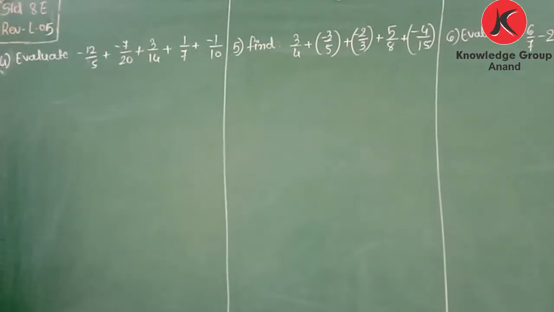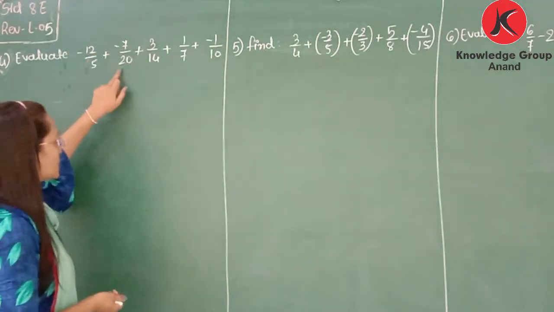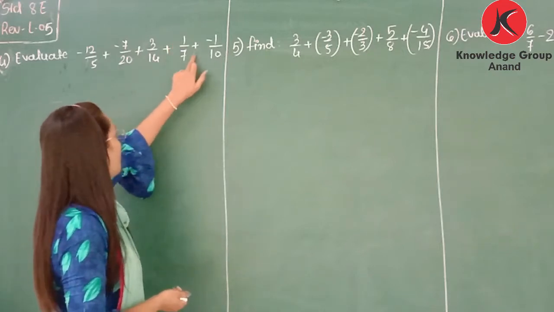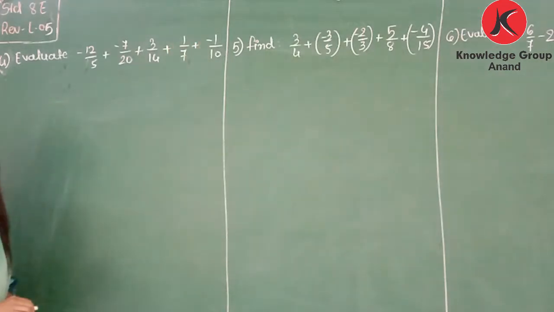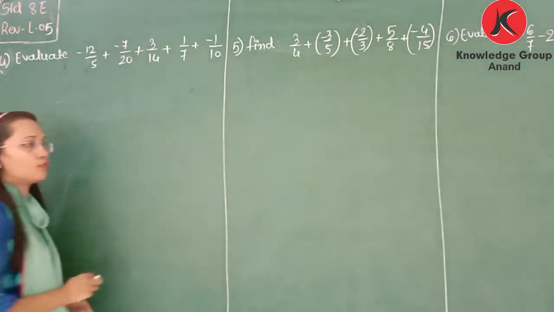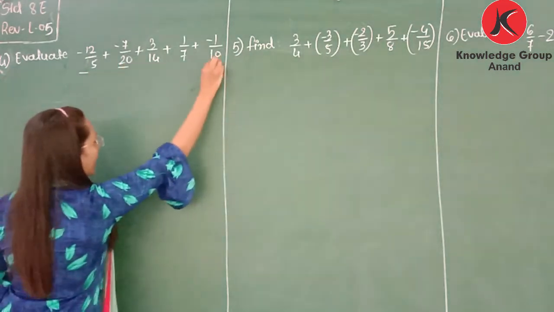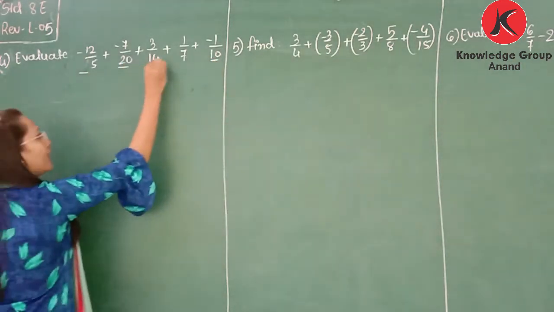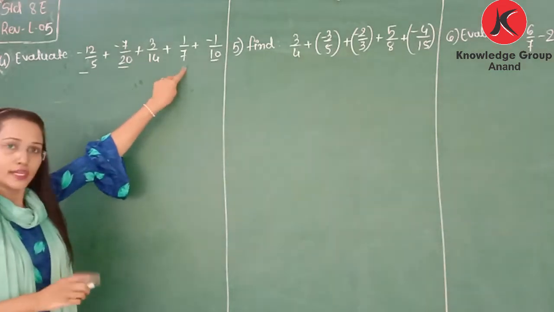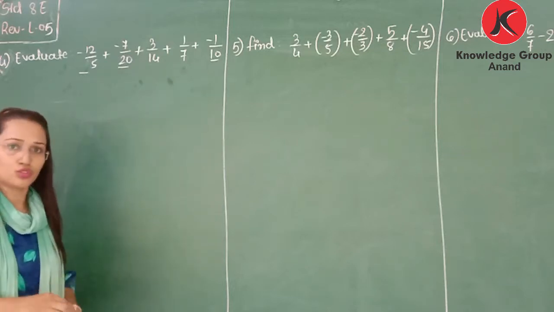Now let's solve some more examples. Evaluate minus 12 by 5 plus minus 7 by 20 plus 3 by 14 plus 1 by 7 plus 1 by 2. Here you can take the LCM of 5, 20, 14, 7 and 20, or you can solve 5, 20 and 10 first and 14 and 7 first, because the LCM of 14 and 7 is 14 and the LCM of 5, 20 and 10 will be 20. So it will be easy.